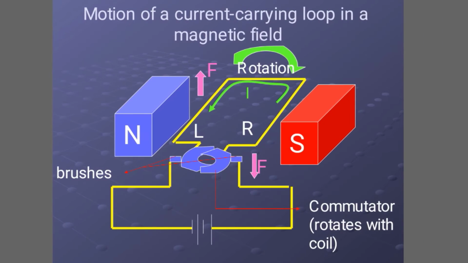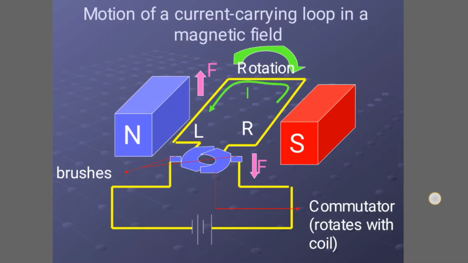Then go to another slide. Motion of a current carrying loop in a magnetic field. Here N is the north pole and S is the south pole of the bar magnet. Between the two bar magnets, a rectangular current carrying conductor is taken. On the left side the force acts downwards, and on the right side the force acts upwards, so the coil rotates. The rotation is shown in green, and the brushes and commutator rotate the coil. The split ring, also called the commutator, is made of small rings to reverse the current.